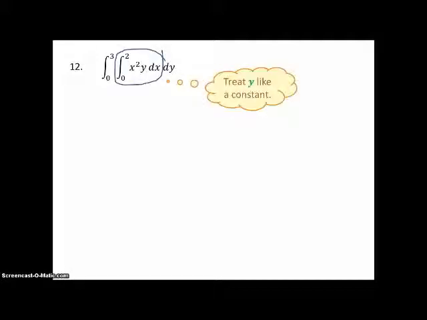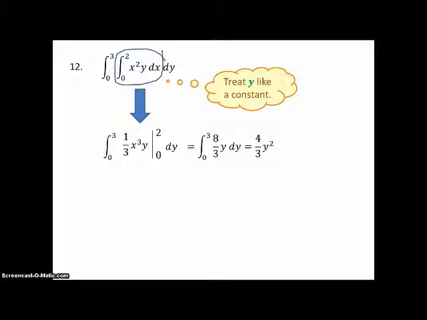Number 12, evaluate this double integral. Well, we start with the inside part, so we're going to integrate this with respect to x. That means we're going to treat y like a constant. So the antiderivative then is just 1/3 x cubed, keeping the y. But we still have the integral with respect to y to do later. So now we put the 2 and the 0 in and subtract, and we get 8/3 y, which is just a single variable integral now, and you integrate that and evaluate from 0 to 3, and you get 12.